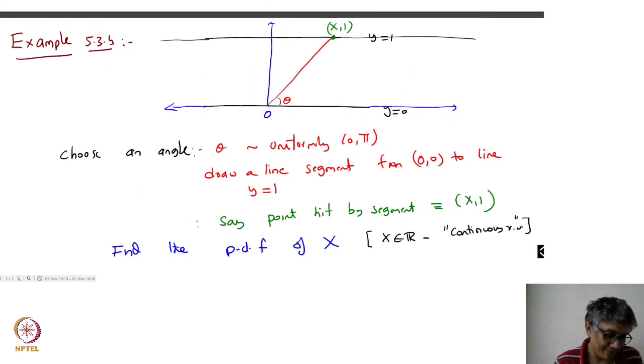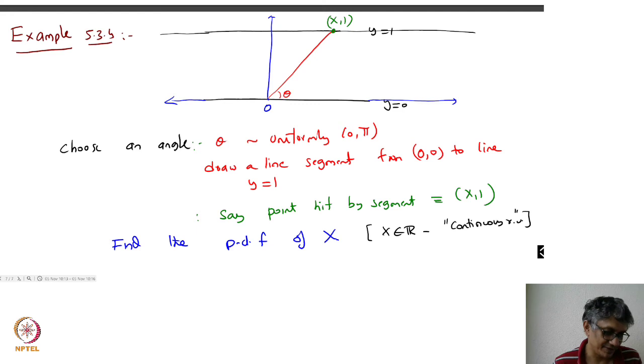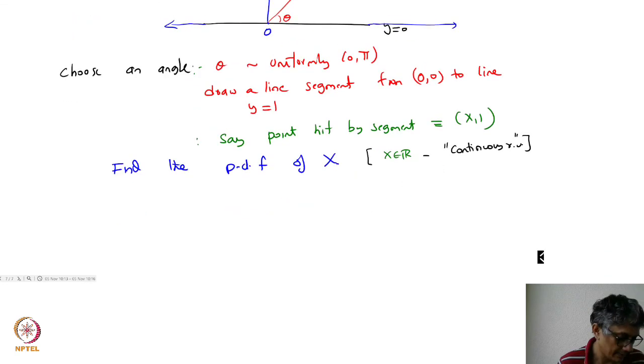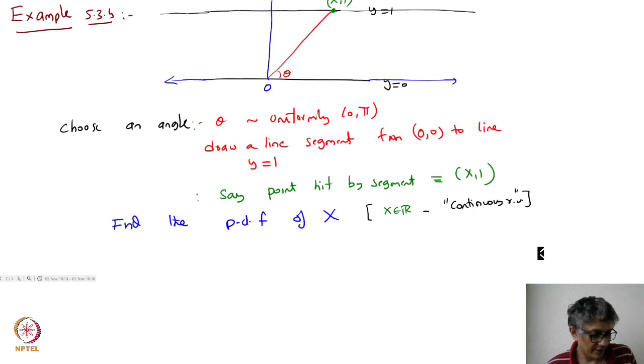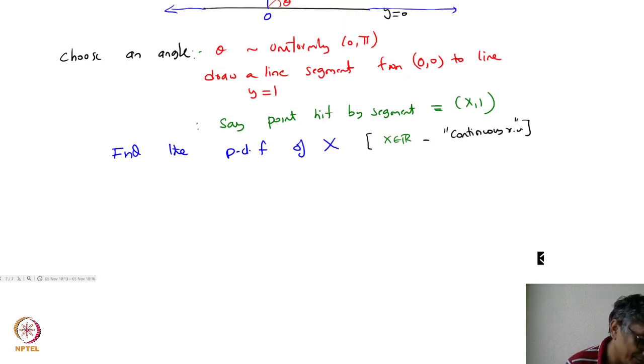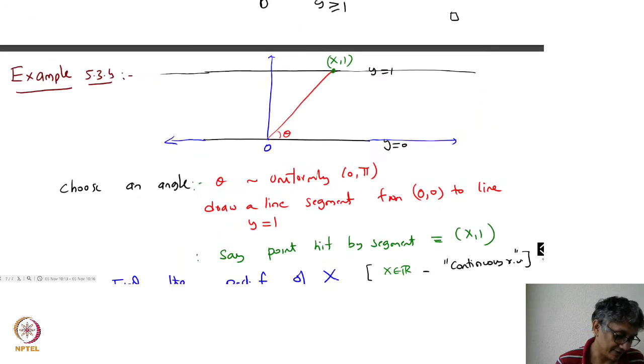That's something we have not established, but it's kind of obvious from the picture, because x can be any point on the line y equal to 1. So now I have an angle theta. How do I do this? Again we do it step by step. The first observation is that x should be a function of theta.